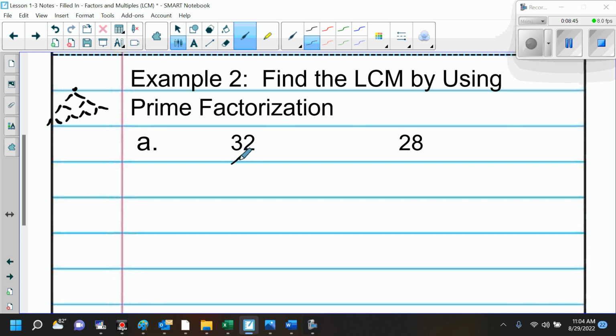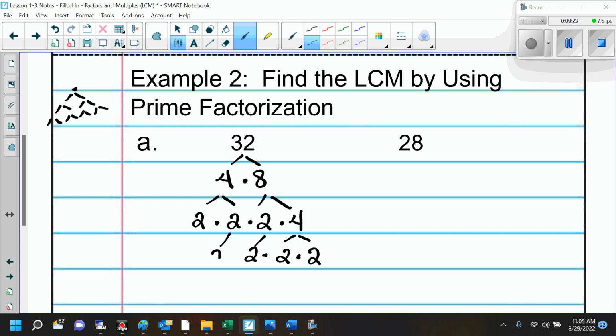So how about 32? What can I break that down to? This can be broken down to 4 times 8. Now, are those two prime? Not prime yet. I can still break them down, right? So we're going to break the 4 down to 2 times 2. And the 8 we can break down to 2 times 4. Very good. Are those prime? Not all of them. Which one can I still break down? The 4. So the 4 we break down to 2 times 2. And then don't forget to bring all of those 2's down.